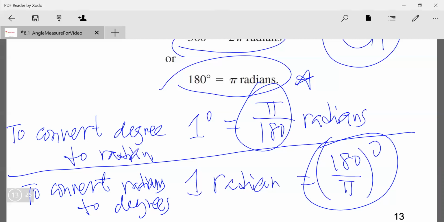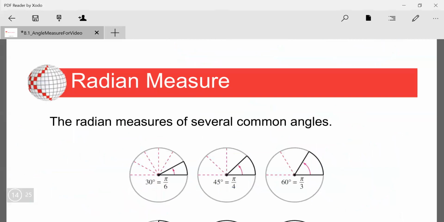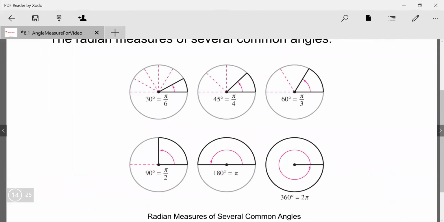Okay, so let's look at some common angles and their measures in the different systems. Again, let's start with this one. We just talked about that. 2 pi radians is the same as 360 degrees, and pi radians is the same as 180 degrees. So those are the basic ones. Just keep that in mind.